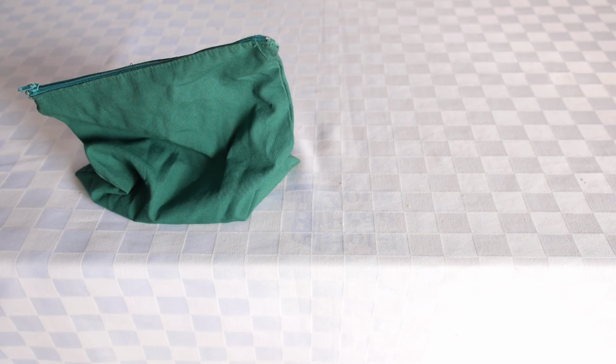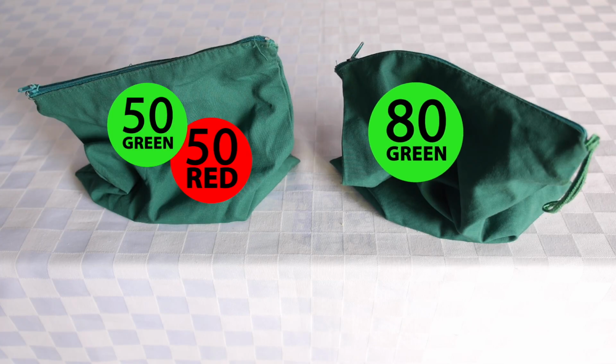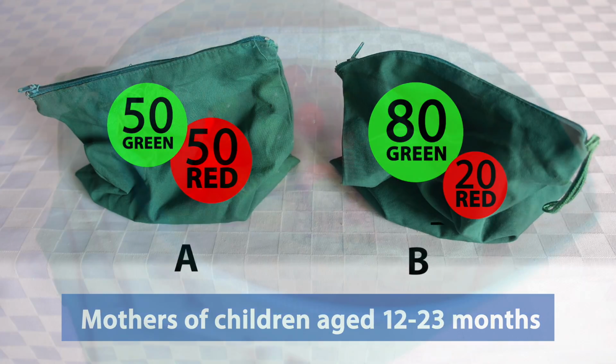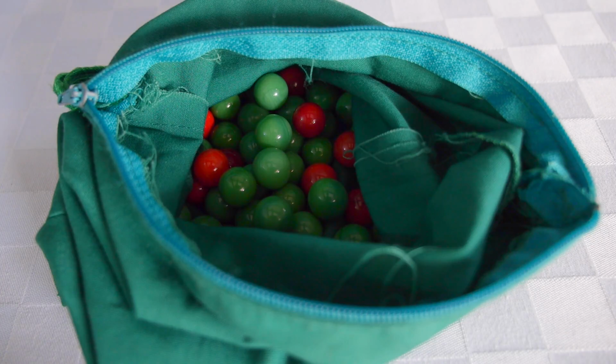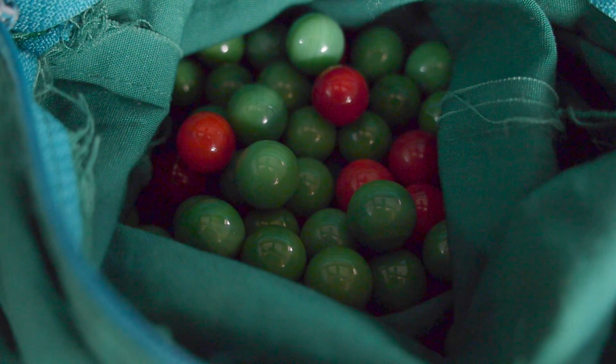In this bag, there are 50 green marbles and 50 red marbles. In this other bag, there are 80 green marbles and 20 red marbles. Imagine that each of these bags represents all of the mothers with children 12 to 23 months of age in either Supervision Area A or Supervision Area B. The green marbles represent mothers whose child has been vaccinated against measles before their first birthday. The red marbles represent those who have not.